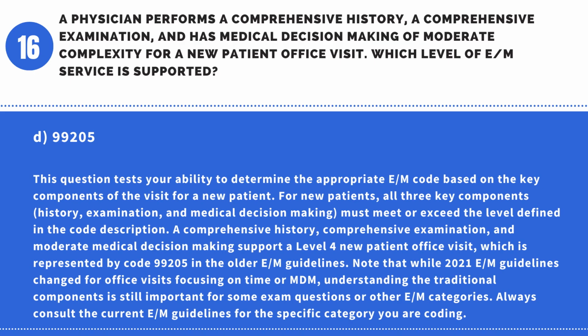Answer: D. 99205. This question tests your ability to determine the appropriate E/M code based on the key components of the visit for a new patient. For new patients, all three key components, history, examination, and medical decision-making, must meet or exceed the level defined in the code description. A comprehensive history, comprehensive examination, and moderate medical decision-making support a Level 4 new patient office visit, which is represented by code 99205 in the older E/M guidelines.